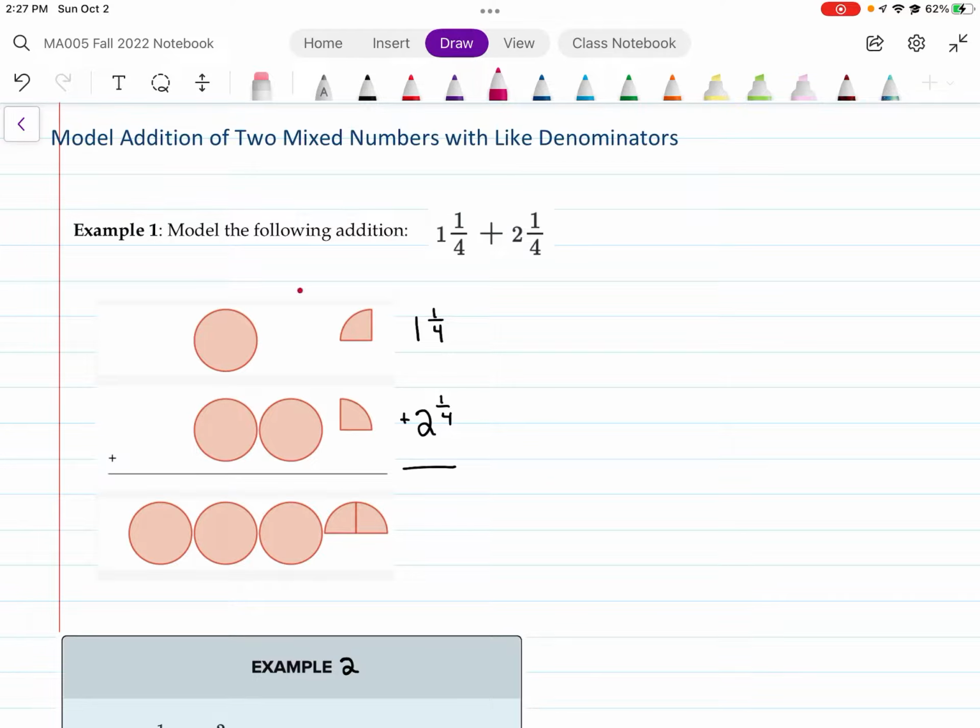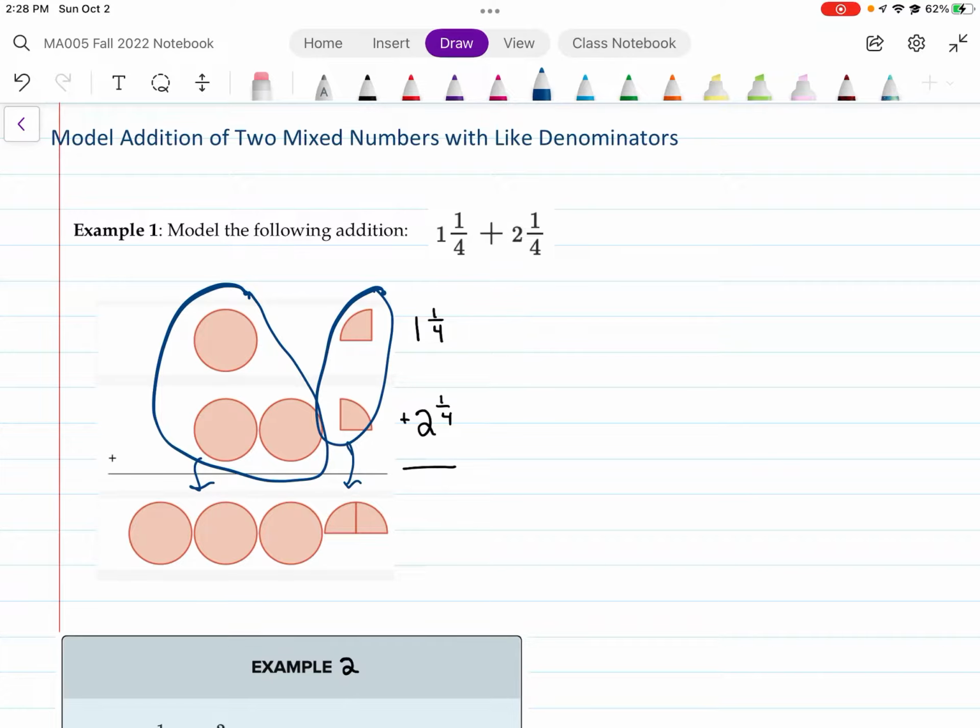So 1 1/4 is this one. And then 2 1/4 is this one. And when we add it together, the wholes join to these wholes, and then these 2 quarters come together to make that right there. So what we end up with is we basically just add the 2 whole numbers to get 3, and then we add 1/4 plus 1/4 is 2/4, so 3 2/4, which of course can then be reduced to 3 1/2.